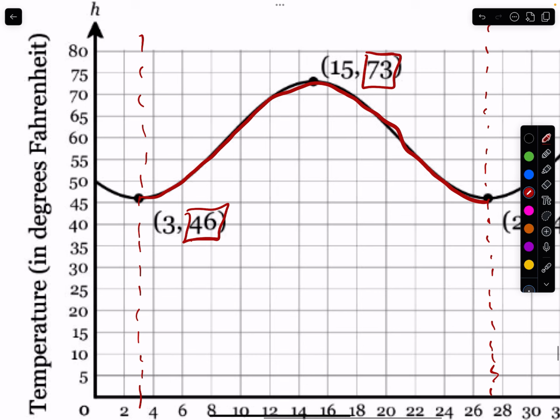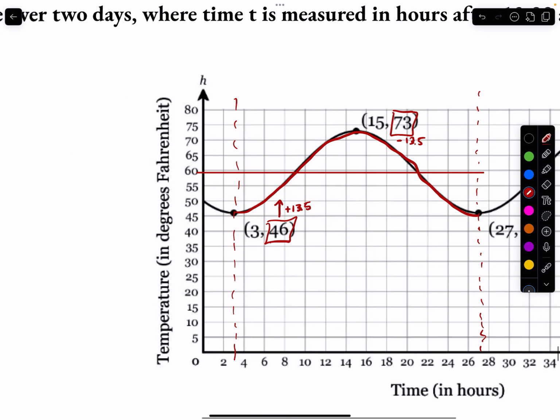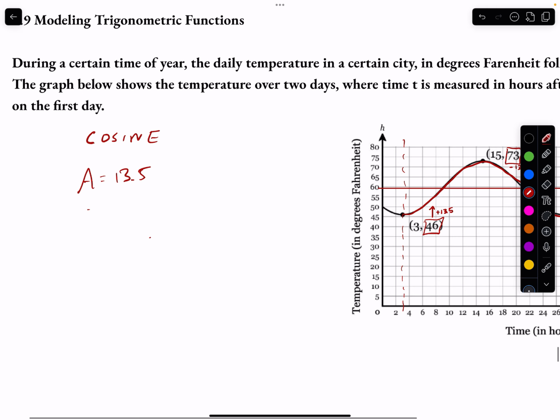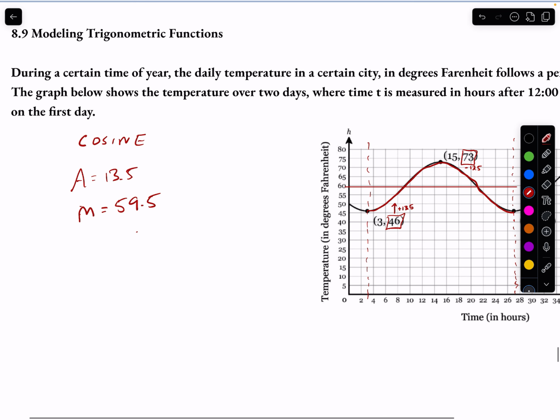Right, so if I zoom in here, I know that the midline is going to be 13.5 up from here, or down 13.5 from there. So you can do whichever one you want. What it's going to turn out to be is 59.5. If I draw a midline right here, you can see that it accurately represents the midline. I know that my midline is going to be 59.5 because I added it from 46 or subtracted it from 73, and then you get 59.5.